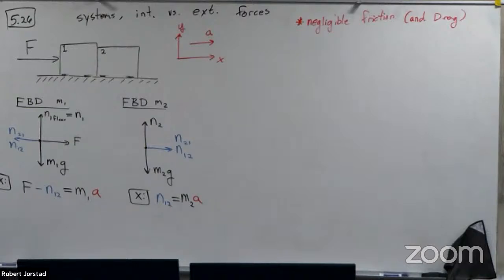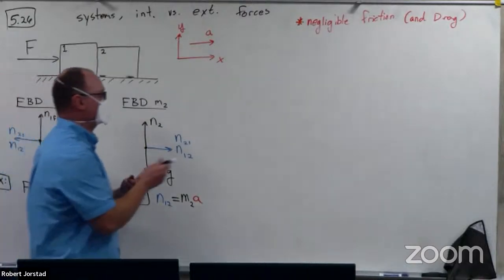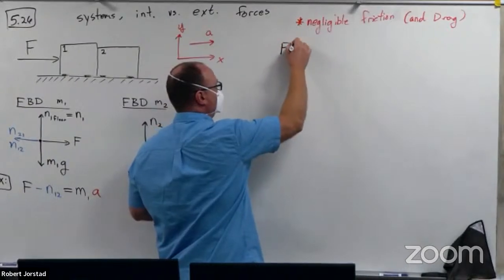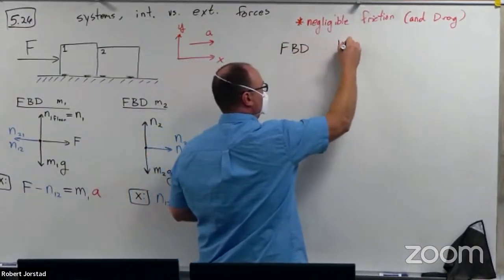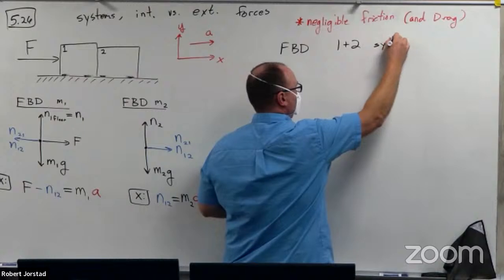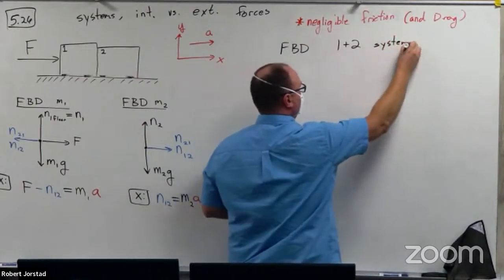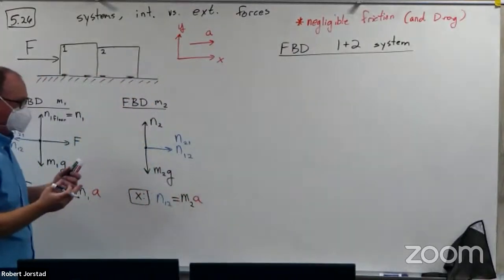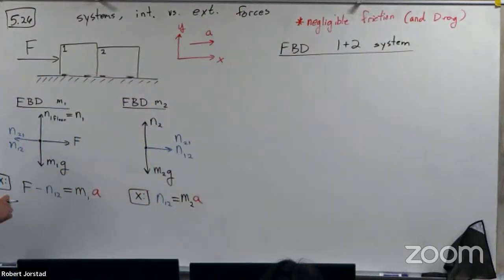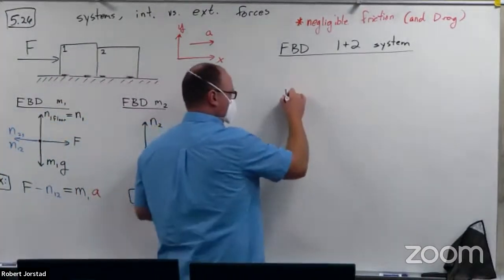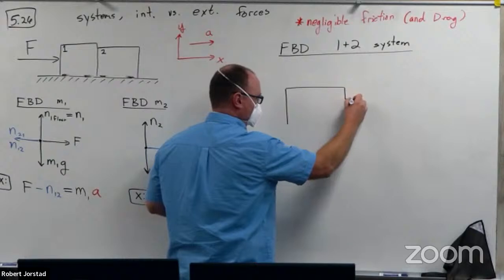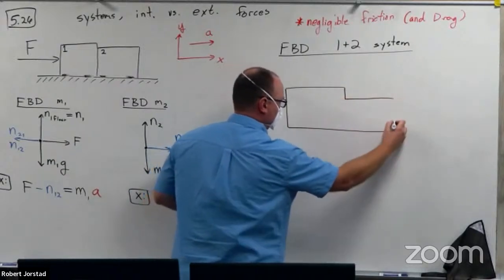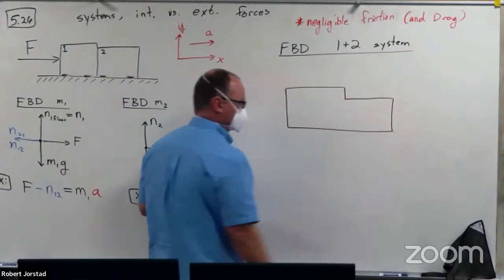All right, now I want to do something new. I want to draw an FBD of the system and learn what it's good for and times we might want to use it. So this is all kind of standard. I'm going to draw this approximately real size here. So we have these two blocks.